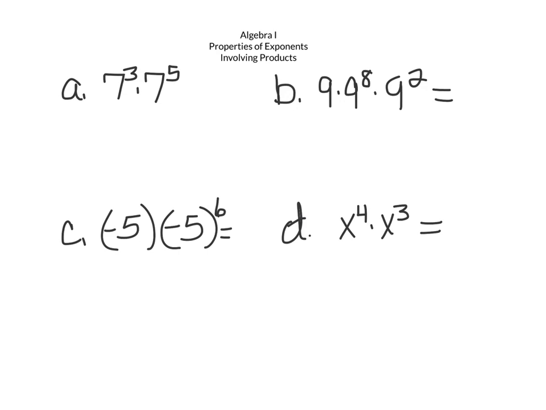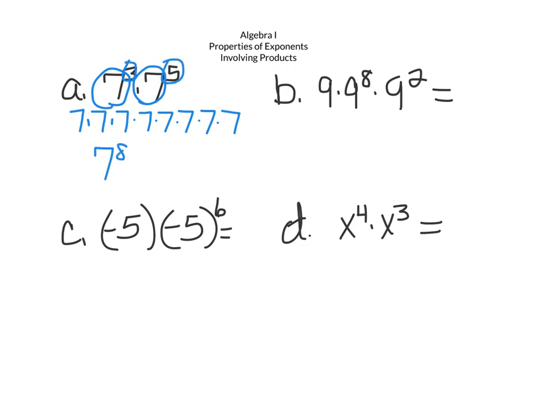Okay, on example A, 7 to the third times 7 to the fifth. When we break that down, 7 to the third means 7 times 7 times 7, and then 7 to the fifth is 7 times 7 times 7 times 7 times 7. So when you have these exponents and you have the same base like we have right here, we have the base of 7 here and a base of 7 here, a shortcut to do this is to keep your base of 7 and then add your exponents. 3 plus 5 is 7 to the 8th.